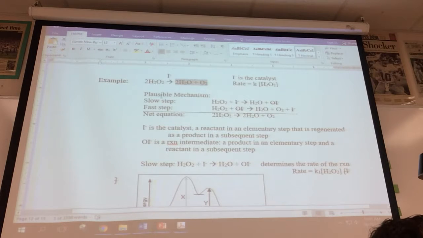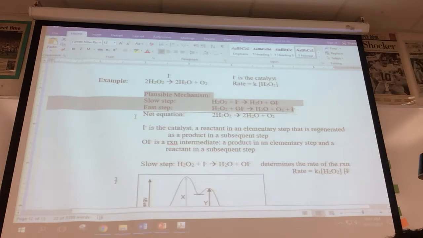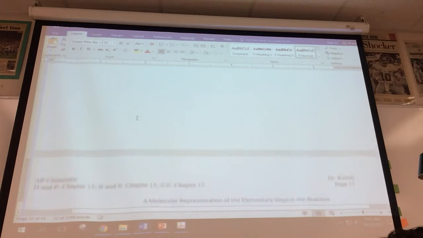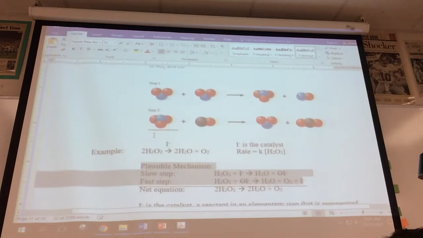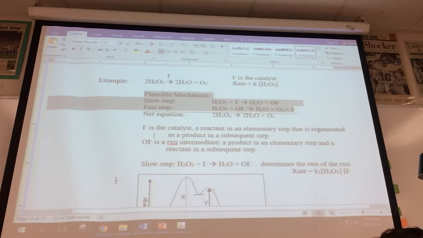So what you're looking at here is a plausible mechanism. And again, slow step, then fast step. That's going to make it easy. And as I said, sometimes they write slow and fast on the right, and they indicate the steps on the left. Whatever floats your boat is fine. This is the same type of setup.